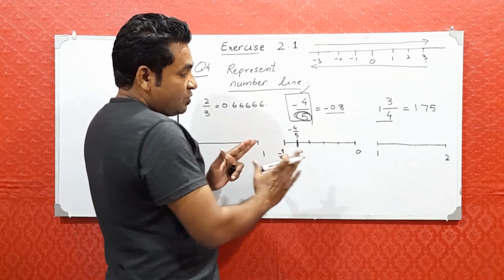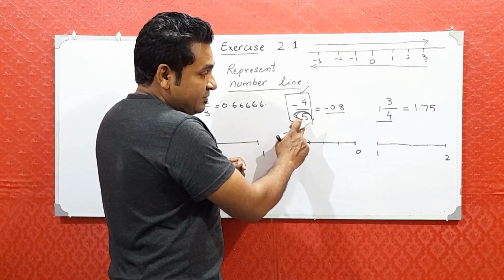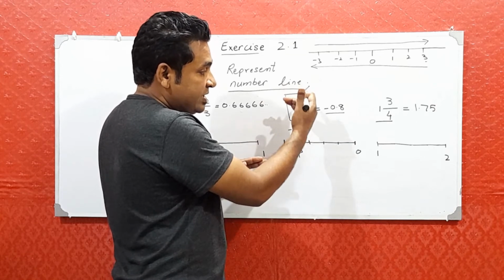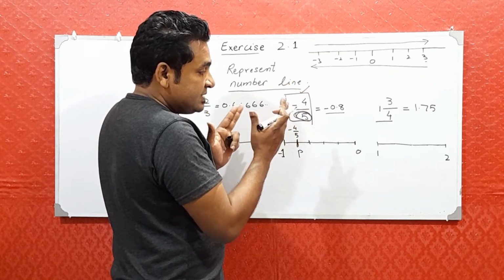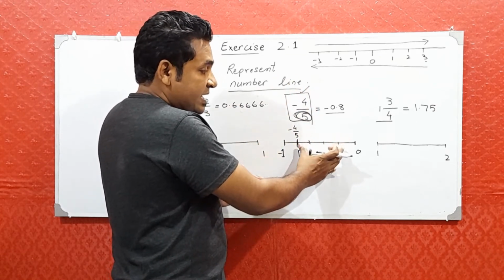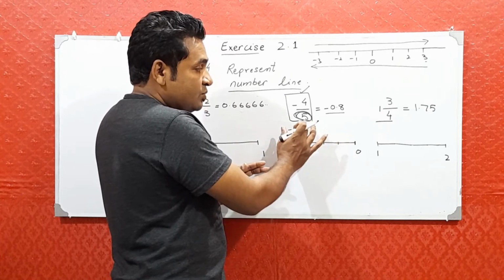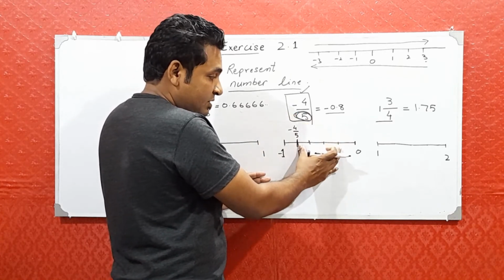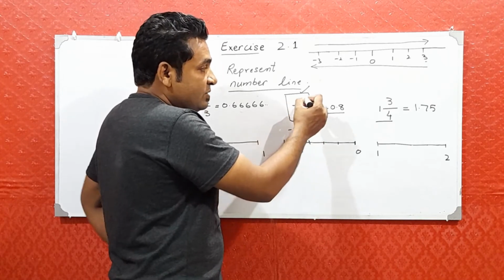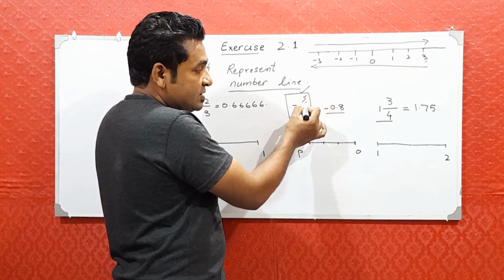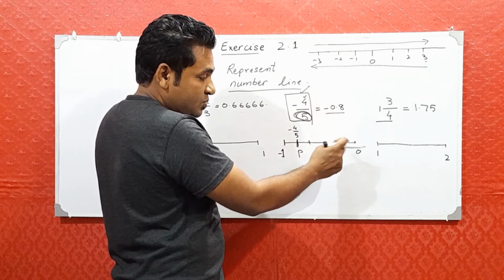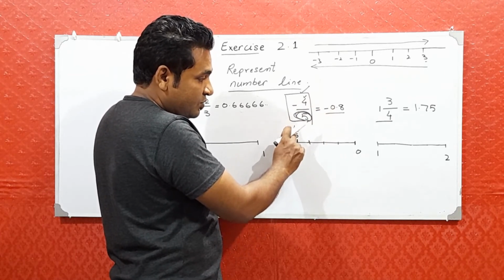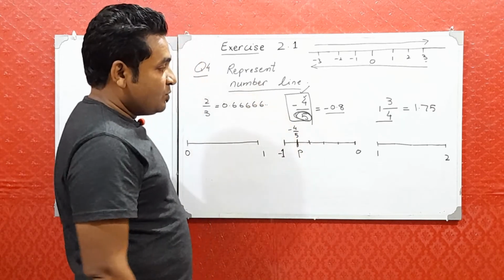What you are supposed to do is consider the denominator first. In a fraction there are always two parts, numerator and denominator. You consider the denominator and make equal parts according to its value. Like it is 5, make 5 equal parts. Then consider the numerator. The numerator is 4, so we have to count: 1, 2, 3, 4. So 4/5 will come here. I hope it's clear.